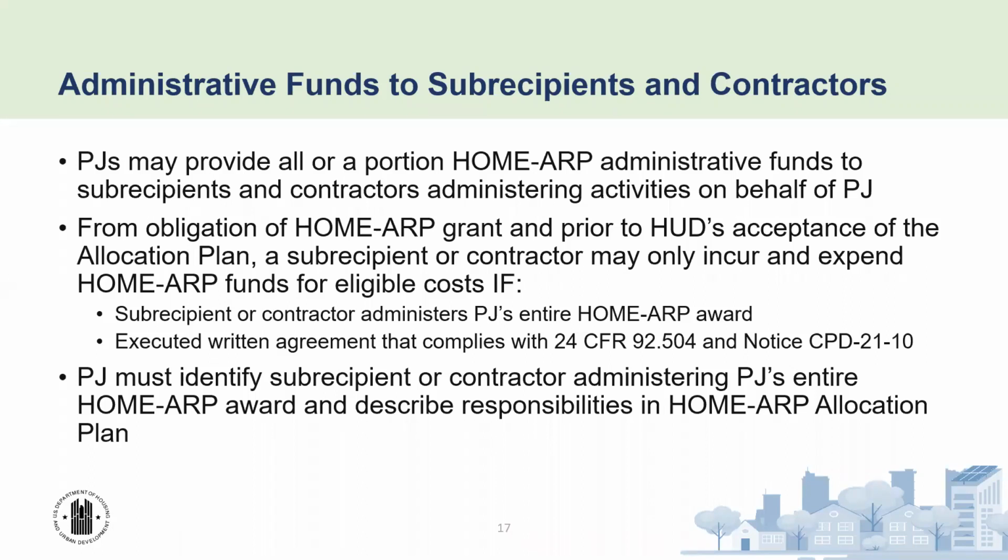Let me repeat that just to make sure that everyone understands. If the subrecipient or contractor is responsible for the use of the PJ's entire HOME-ARP award. In addition, there must be an executed HOME-ARP written agreement that complies with 24 CFR 92.504 and the HOME-ARP notice. PJs must also identify the subrecipient or contractor administering the PJ's entire HOME-ARP award and describe their responsibilities in the HOME-ARP allocation plan. Next slide.